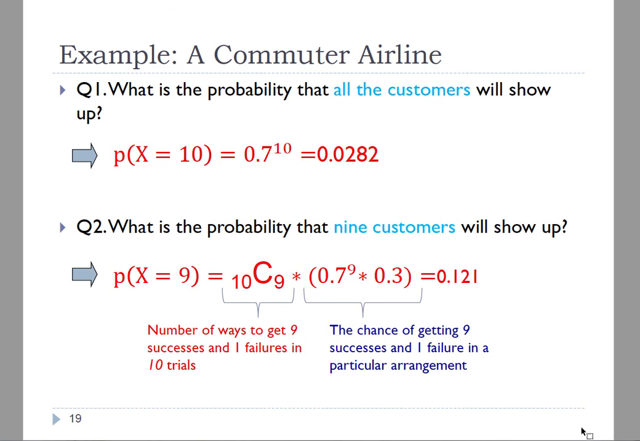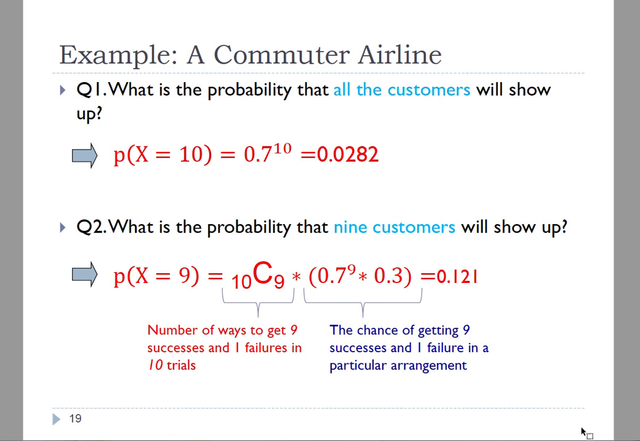So let's look. What is the probability that all the customers will show up? I want to know the probability where x equals all of my 10 customers showing up. That equals 0.7 to the 10th. There you go. What is the probability that 9 customers will show up? We're looking for the number of ways to get 9 successes and 1 failure in 10 trials.